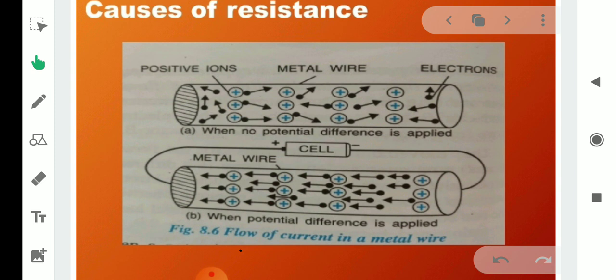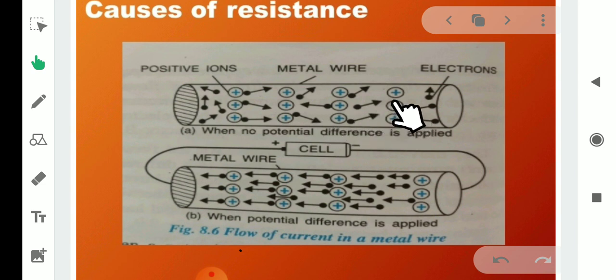Here you can see in this picture, these symbols indicate the free electrons. You can see the positive ions here. The positive ions are fixed and not moving, but the electrons are moving freely in all directions, in random motion.